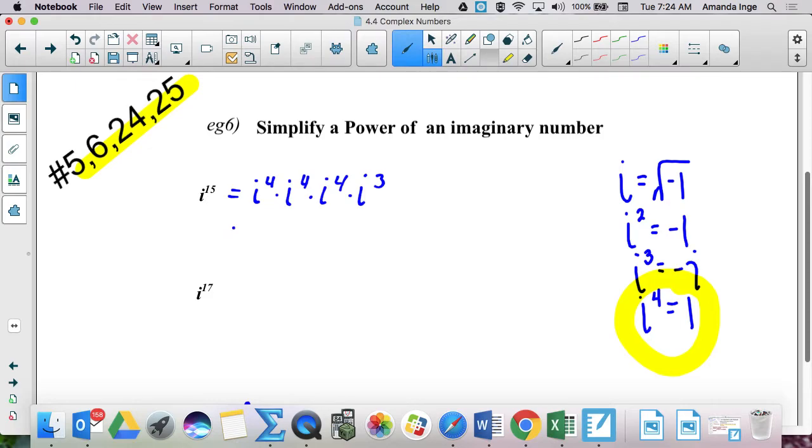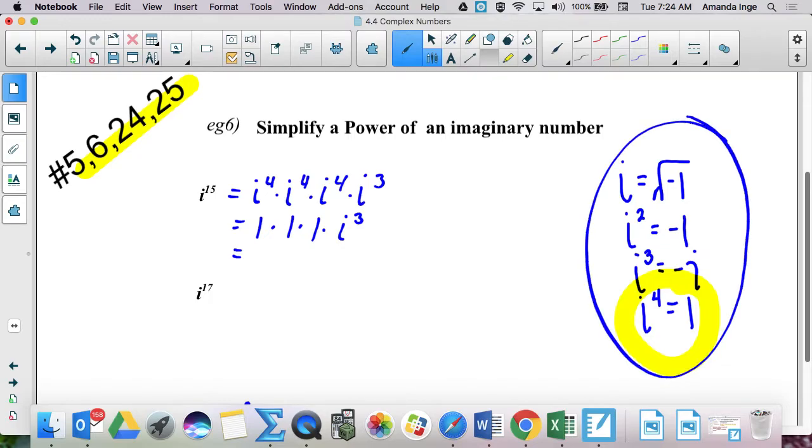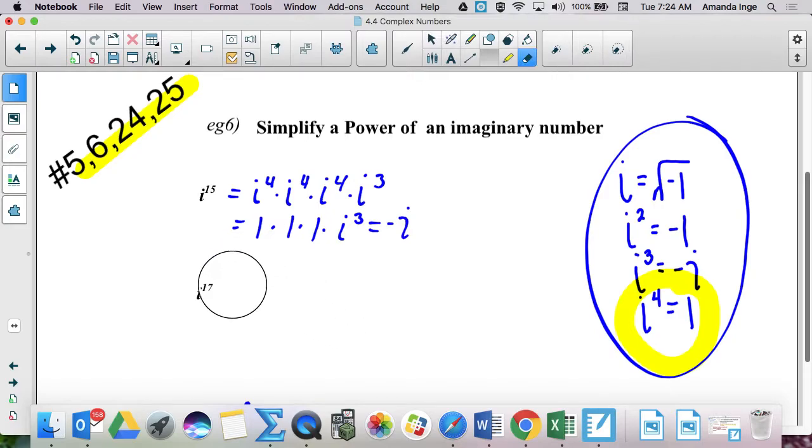But i to the fourth is equal to 1. So then we have i to the third. Well, we know from this information that i to the third is equal to -i. So in simplest form, i to the 15th is equal to -i.